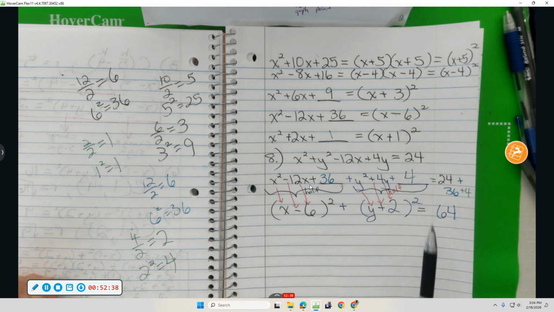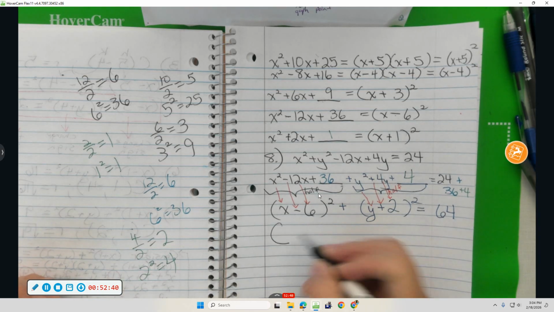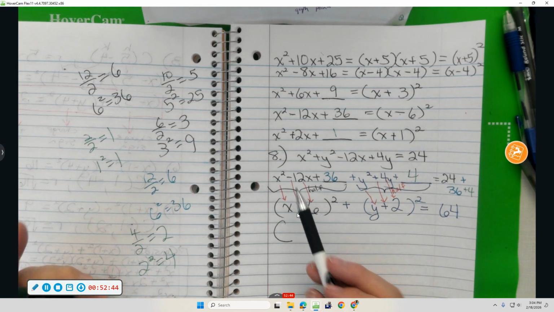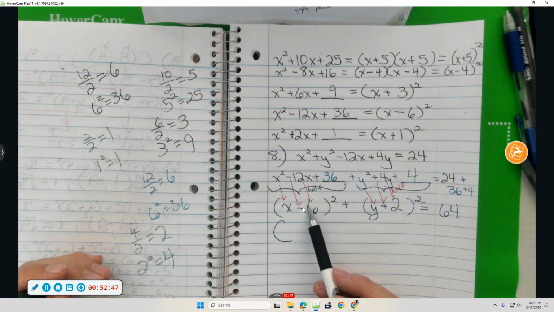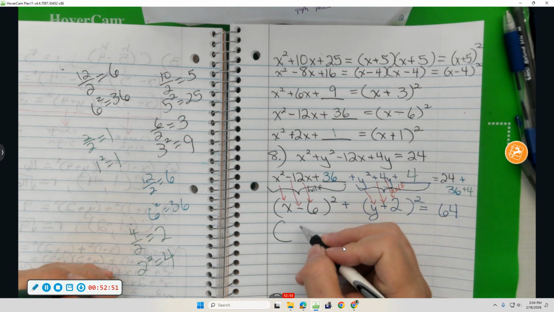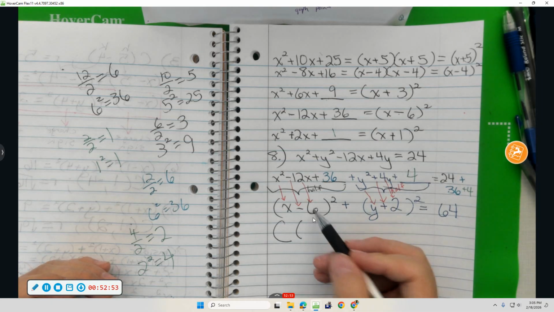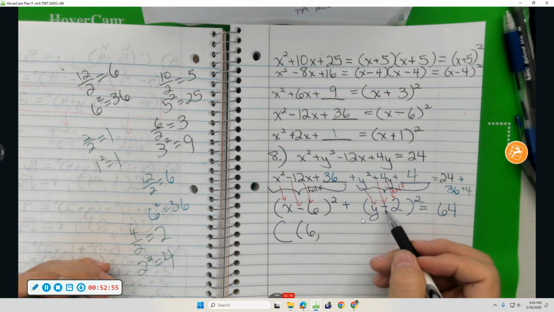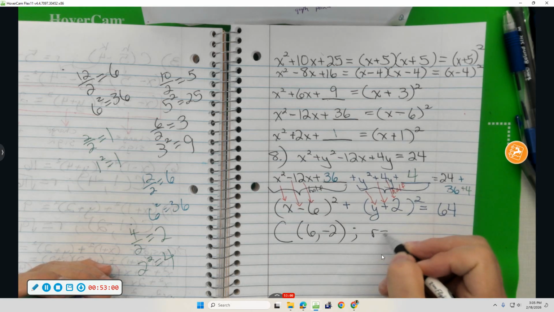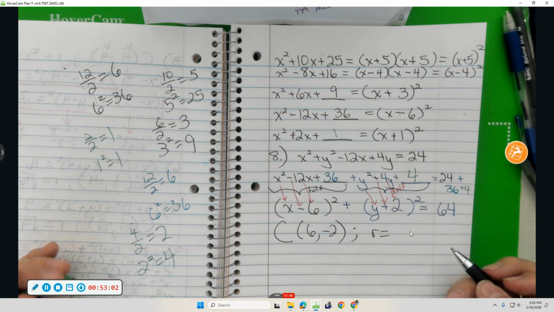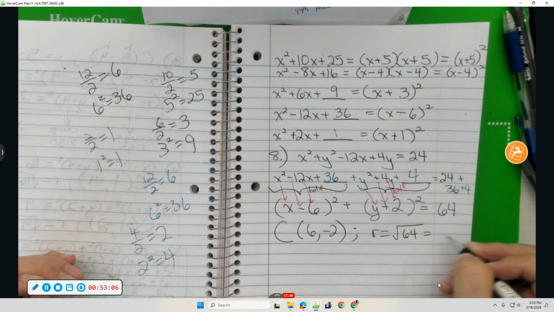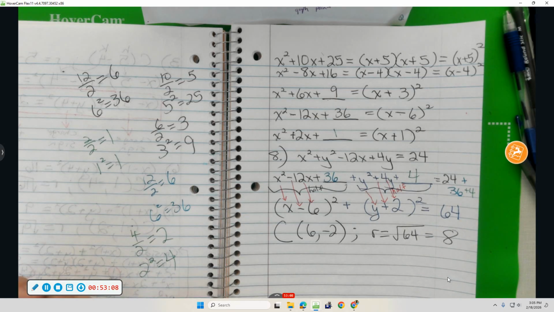What's the center? I think they've forgotten. Okay, we have so many little things. Variable, sign, half that number. Change sign, take the square root. So I agree, the center is at the ordered pair positive 6 and negative 2. What's the radius? You take the square root of that number on the right. The square root of 64 is 8.